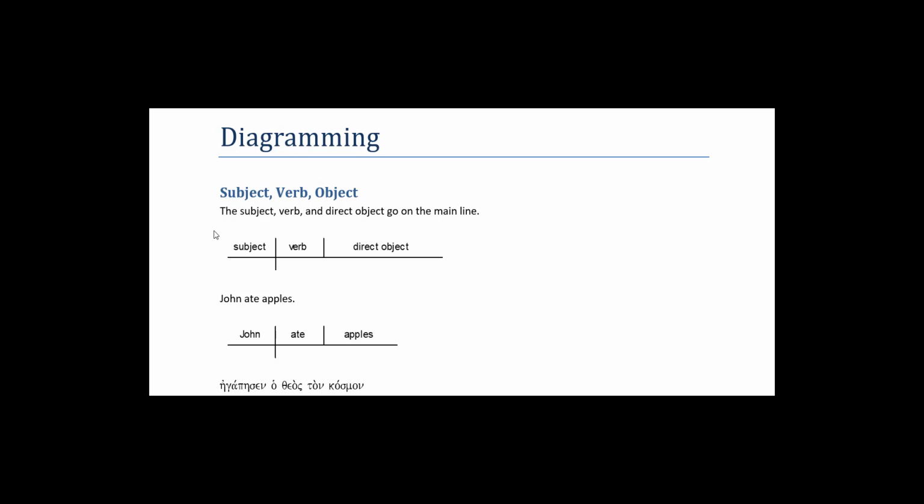So let's start with the basics. One of the first things you can do is look at a subject, verb, and object. So a subject, verb, and object will go on the main line. The subject is on the left. There's a vertical line that goes between the subject and verb. It goes all the way through the line. And then the direct object is on the right. This little line that meets the baseline shows you that you're dealing with the direct object. So in English, John ate apples. Subject, verb, object. Let's see an example in Greek.